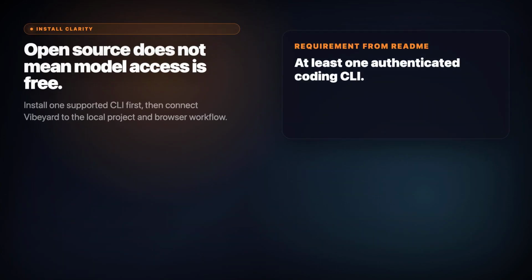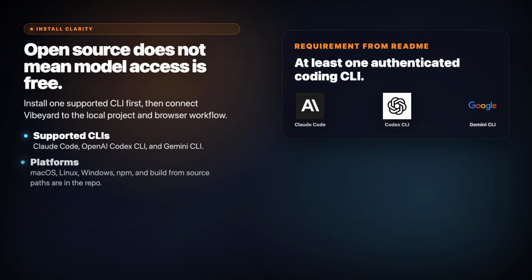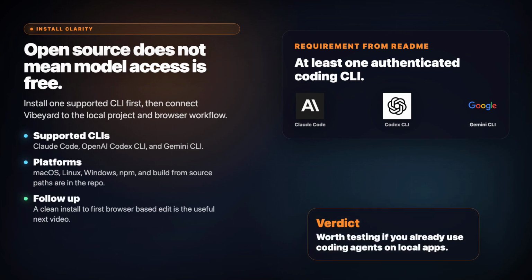The install story is also clear from the README. You need at least one supported CLI already installed and authenticated: Claude Code, OpenAI Codex CLI, or Gemini CLI. Then you can download Vibeyard from the GitHub releases for macOS, Linux, or Windows. There is also an NPM path and a build from source path. The repo is open source, but model access or subscription plans can still cost money. That distinction matters because open source does not mean the agent you connect to is free.